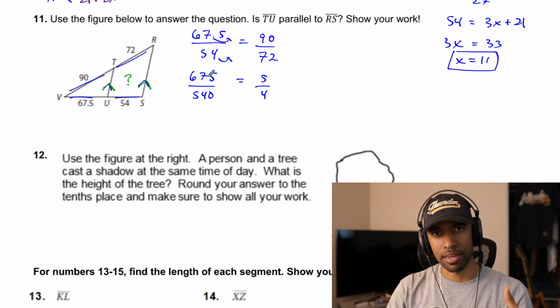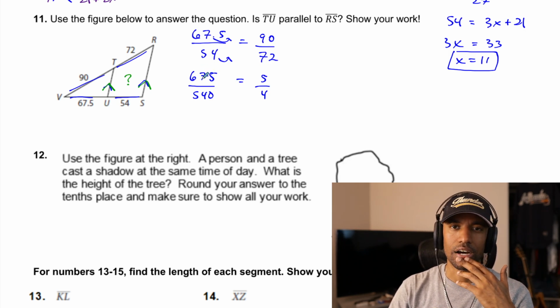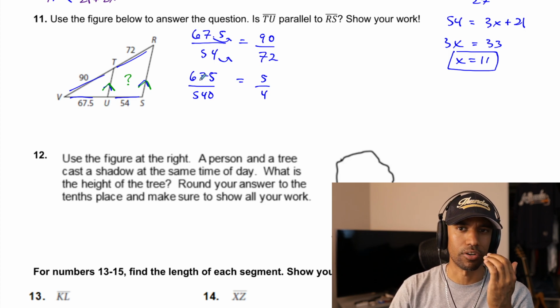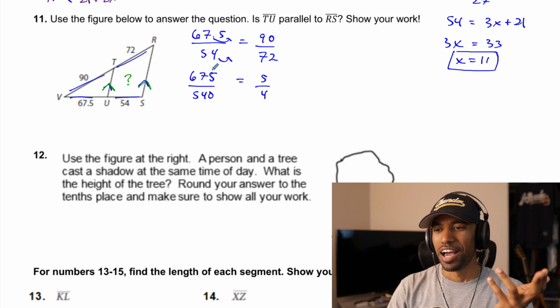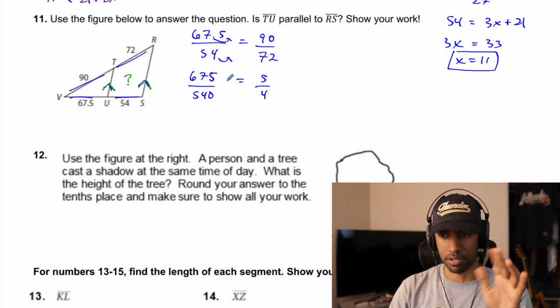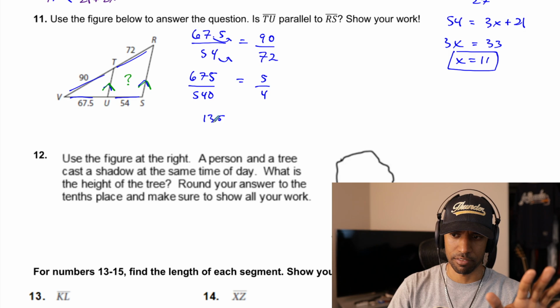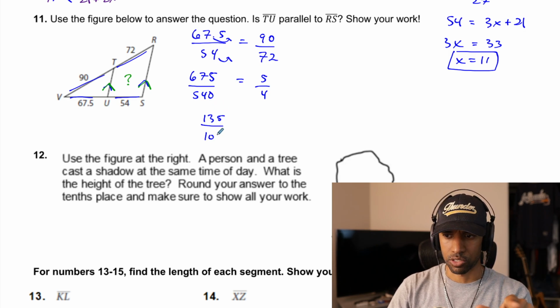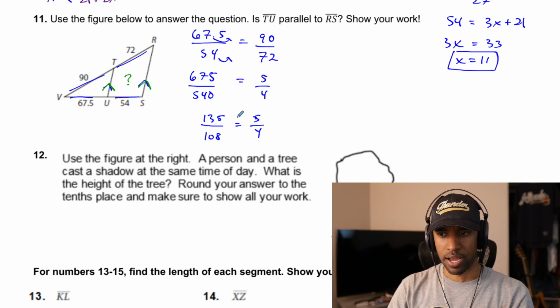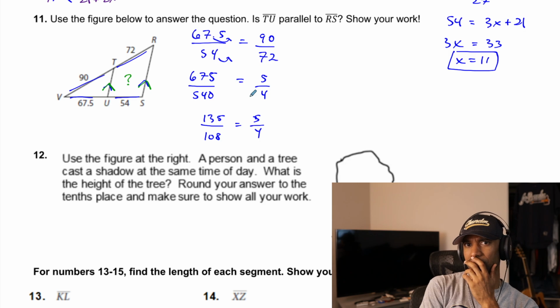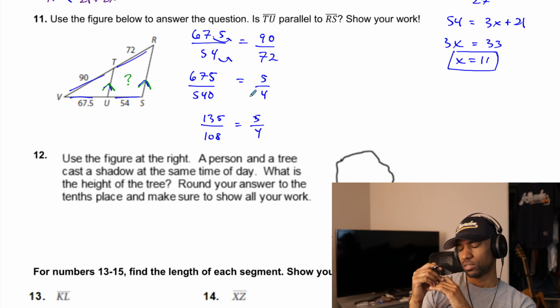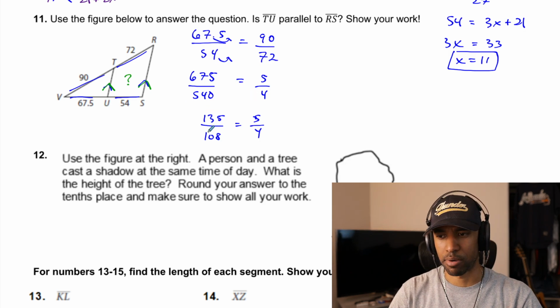Let's divide by 5. Oh gosh, 120, 130, 135. Maybe I shouldn't have done this. I think it's 130. I'm going to guess 135. 135 over 108. I know that's 108. And I can divide these by, oh, what is that? 27? Yeah, 27. So if I divide top and bottom by 27 here, I do get 5/4.